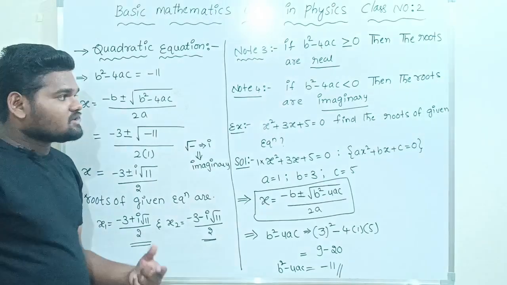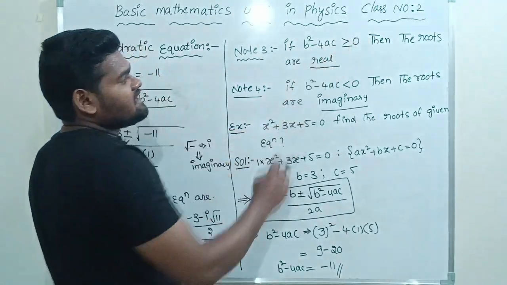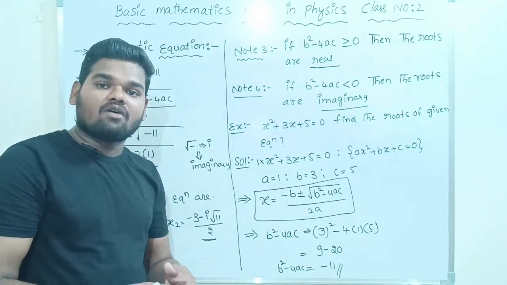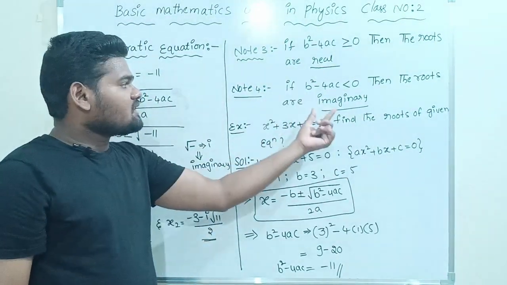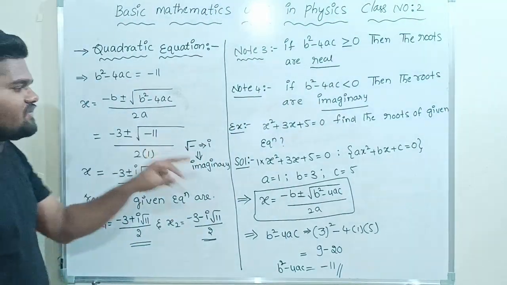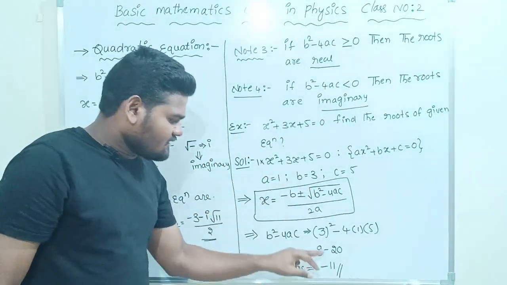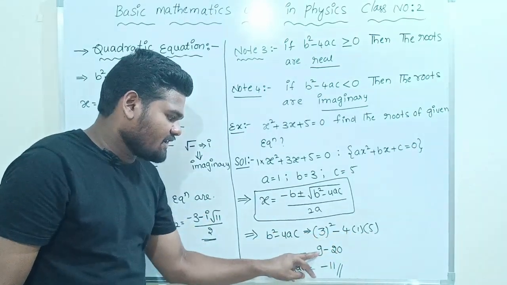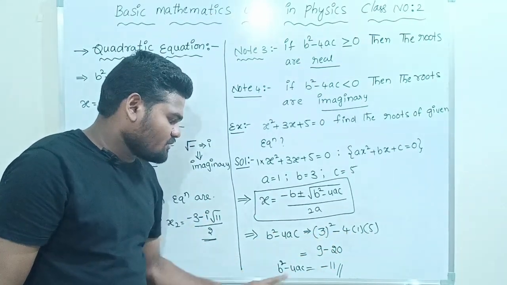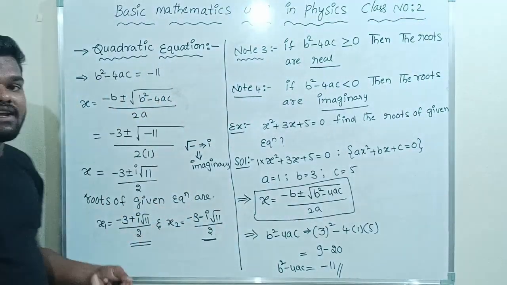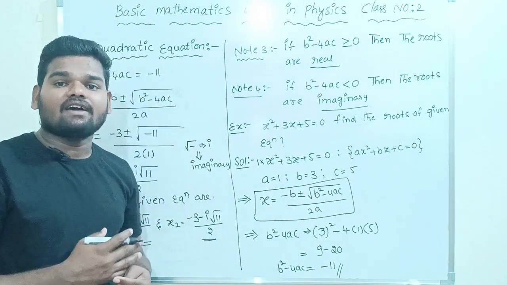Is it clear? So if b square minus 4ac is greater than or equal to 0, either it is 0 or greater than 0, whatever roots you get are real. That means here you will get plus 11. If you take a minus sign here, you will get minus into minus plus 20, 20 plus 9, 29. So b square minus 4ac value you will get root 29. So root 29 gives what? A real number.